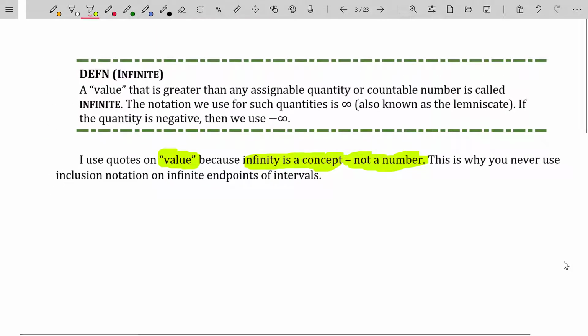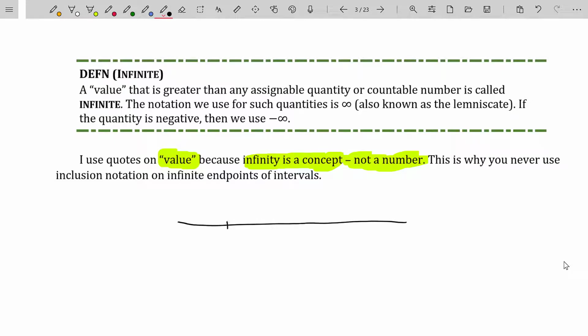This is why you never use inclusion notation on infinite endpoints of intervals. This is a mistake that a lot of algebra students will make when they're writing out intervals. Let's say you have a number line and you want to shade everything starting at 3, including 3, let's just say, and going on to quote unquote infinity. I have taught for years and seen this all the time.